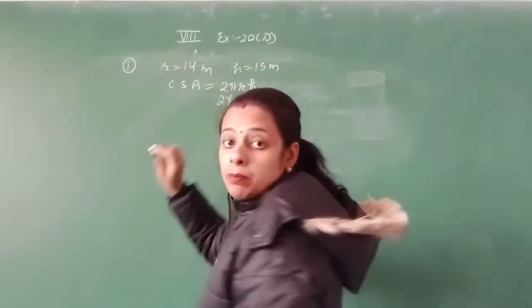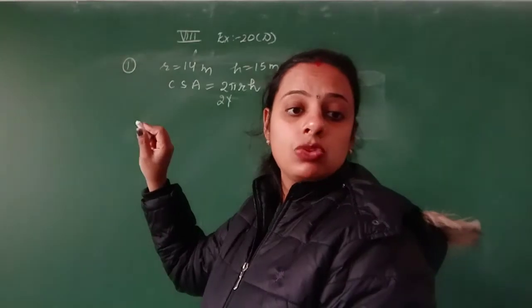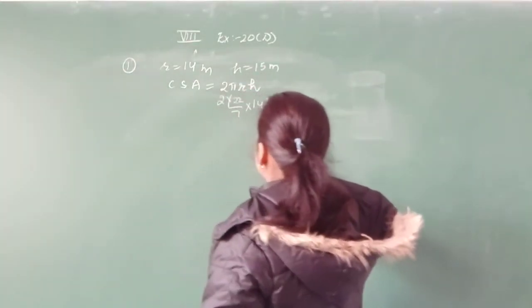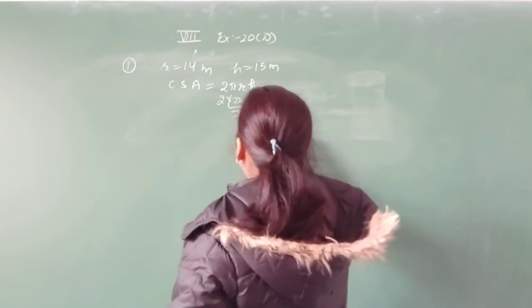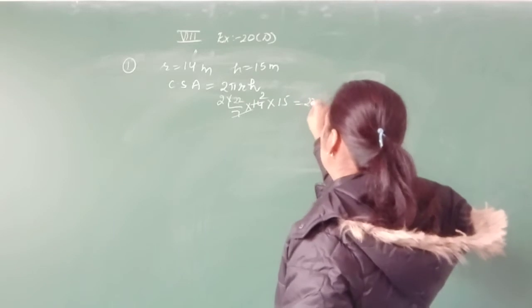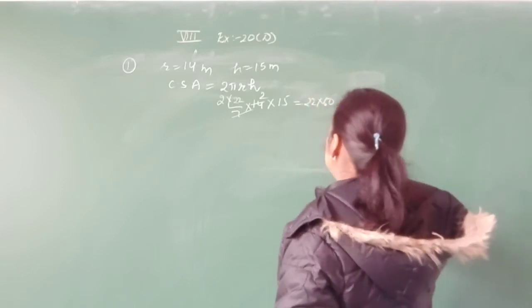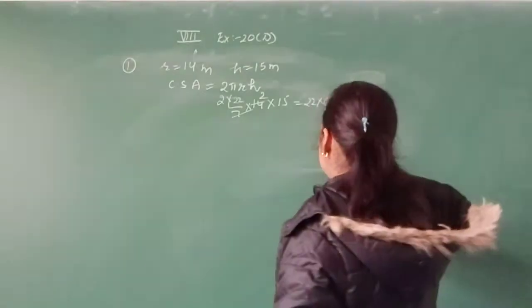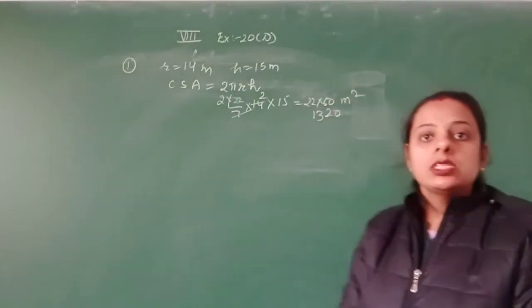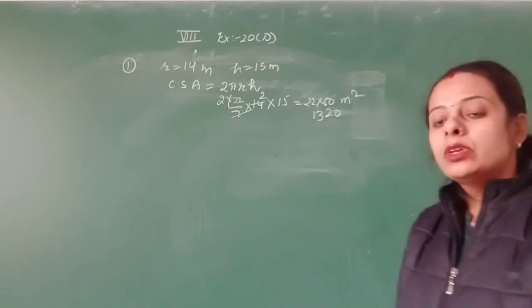2 into, you will use the value of pi as 22 by 7 here, and r is 14 and h is 15. So multiply. 2 threes are 6, 22 into 60, and get your answer in meter square. 1320 meter square. So this will be the answer of this part.